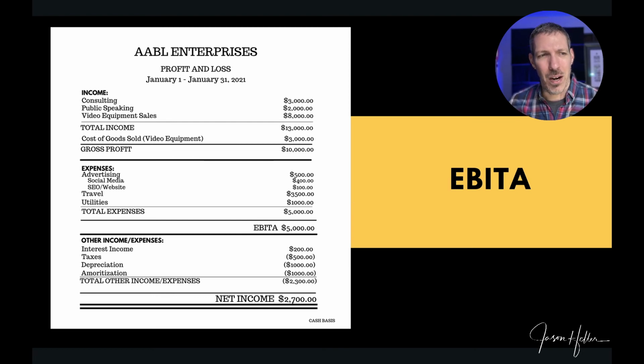But then we add in our interest expenses, our interest income. In this case, we had $200 in interest income. We paid $500 in taxes, and we're claiming $1,000 each for depreciation and amortization, which makes our total other or miscellaneous income and expenses negative $2,300. So that makes our bottom line, our net income, $2,700. So that's how EBIT would come into play on our profit and loss statement.